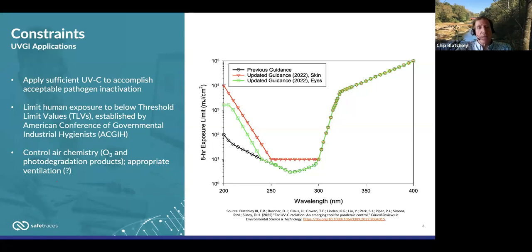The third constraint is that we need to control air chemistry, and this is largely related to ozone and its photodegradation products. So there's a lot of work that's going on in this area right now, and really all I'm going to do in this presentation is just mention that we need to pay attention to air chemistry. Next slide, please.